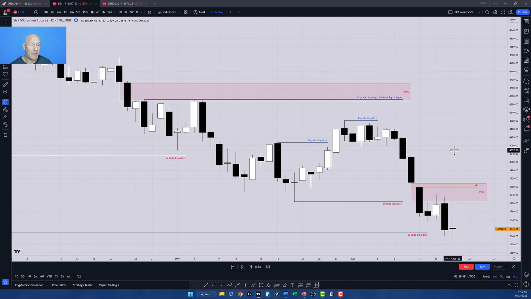So if we look at what the market in the S&P has done, we've had this downward shift. We've taken out the sell side liquidity at this swing low here, and now we've taken out the sell side liquidity here also. But you'll notice the difference in the two markets.